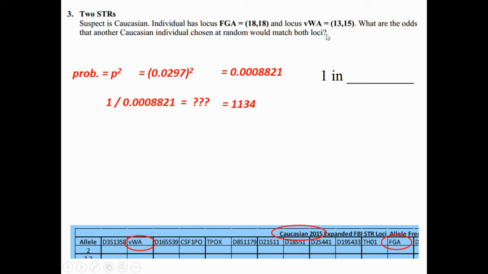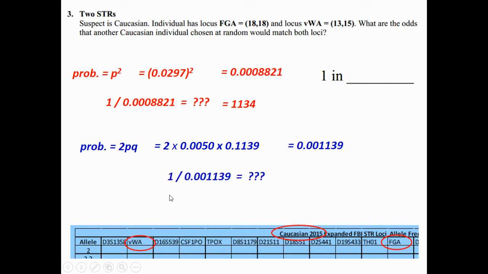Now for the other probability, where we've got 2 different numbers of repeats, we use the 2PQ formula. That's what we use when the repeats are different. So we get those numbers out of the VWA region. Those numbers came from this column here on the data chart. 2 times the p-value that we got for 13 and times the q value that we got from the 15, both coming from this column. That gives us 0.001139. 1 divided by that probability gives us 878.